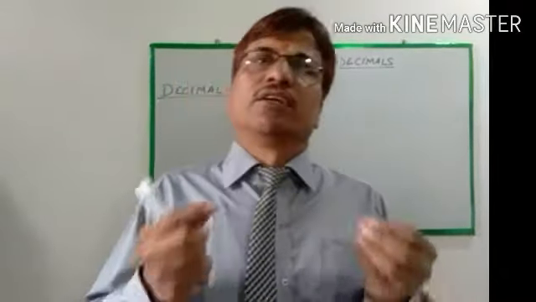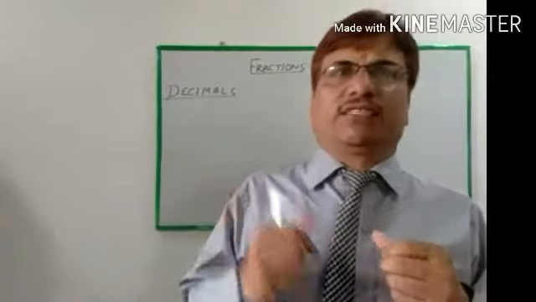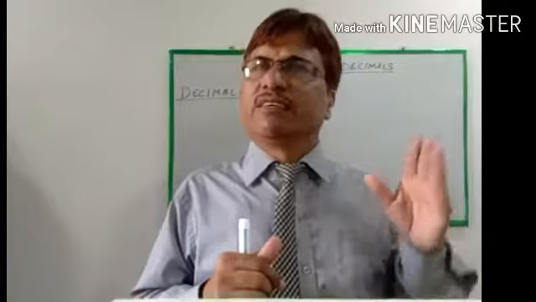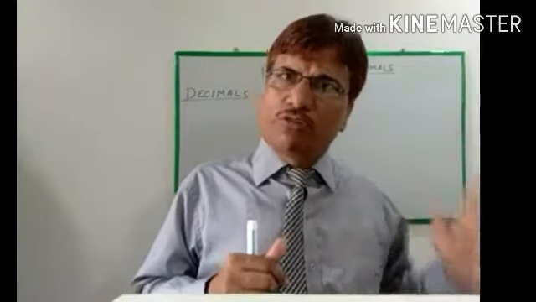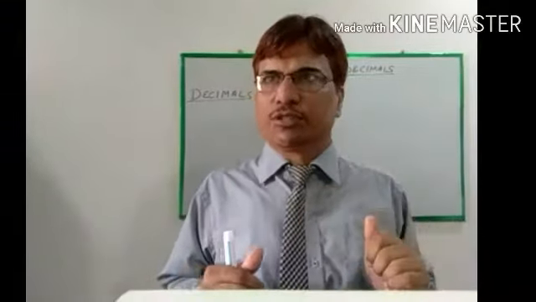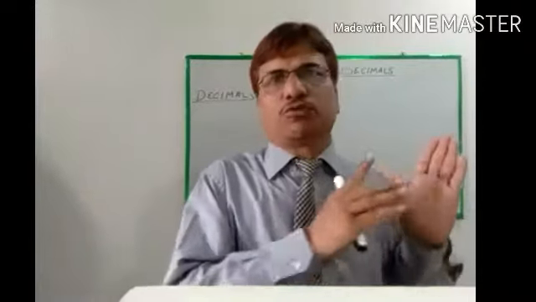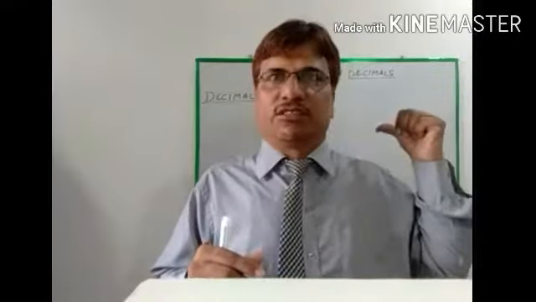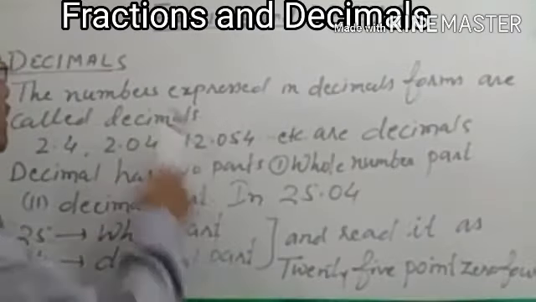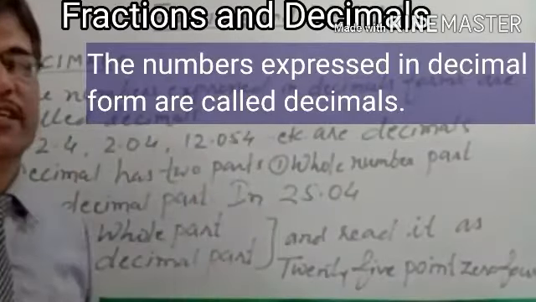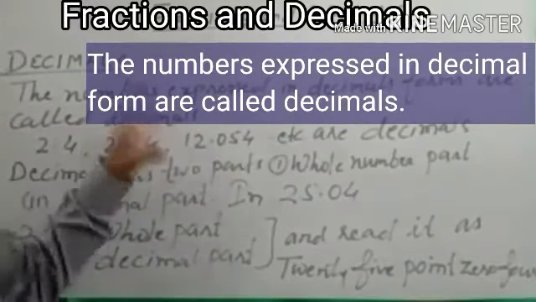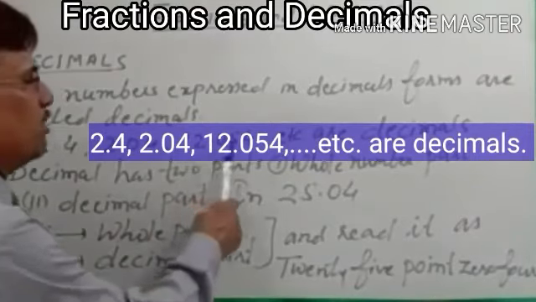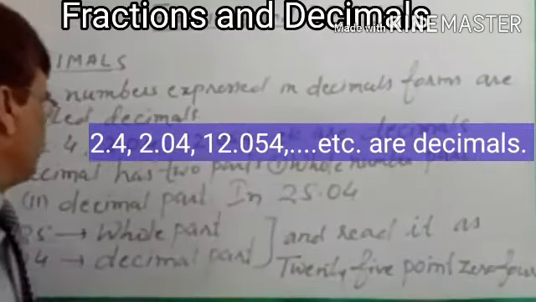Students, in my previous lecture, I explained fractions and gave some objective and descriptive questions. You have to practice all those questions very carefully. Today I will revise decimals. Now, decimals. The numbers expressed in decimal form are called decimals. 2.4, 2.04, 12.054 are decimals.